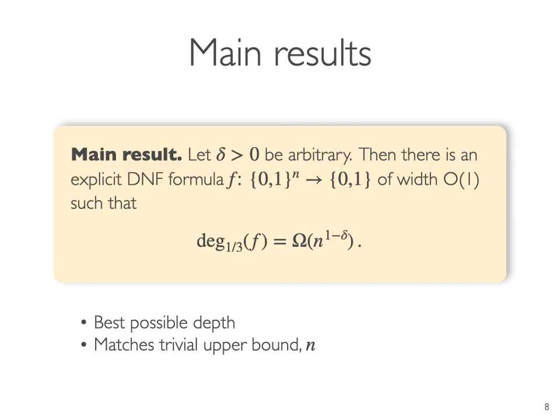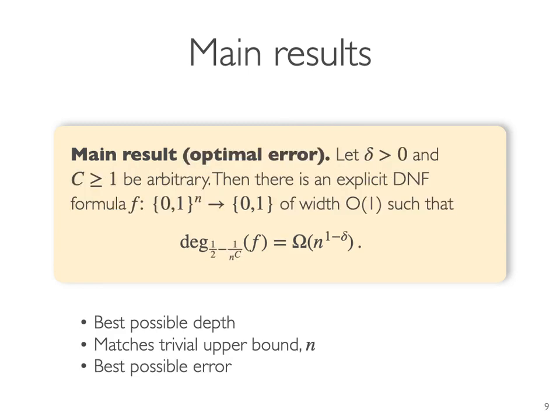We also prove a refinement of our main result, where the error parameter is allowed to be vanishingly close to a half, as opposed to being a constant bounded away from a half. So let delta and c be arbitrary constants.